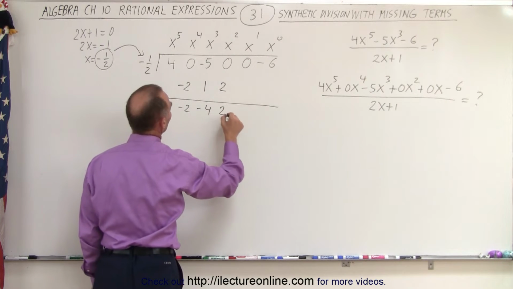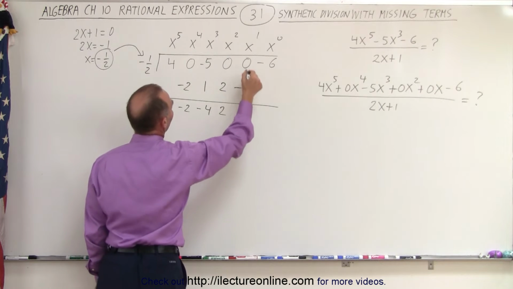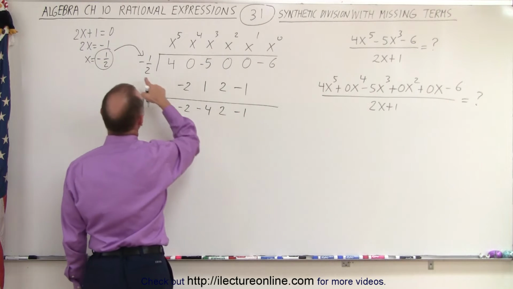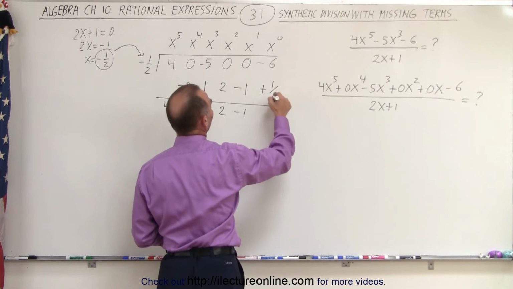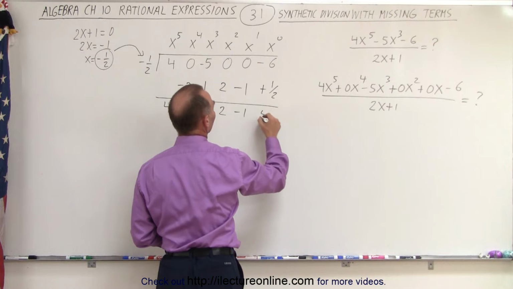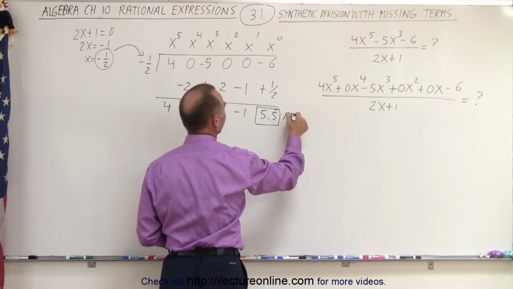Add together, we get 2. Negative 1/2 times 2 is negative 1. Add together, we get negative 1. Negative 1/2 times a negative 1 is a positive 1/2. Added to negative 6 is negative 5.5. And this, of course, is the remainder.